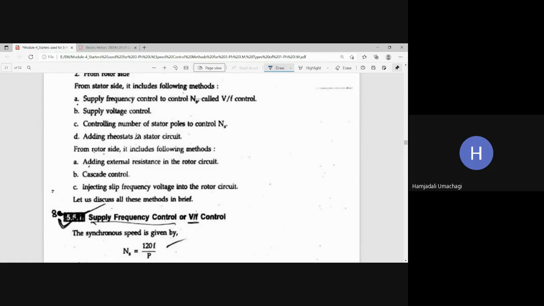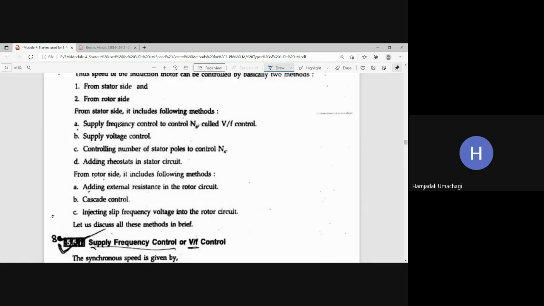If you see all these methods, we can control the speed of the induction motor just by changing the frequency, or by changing the voltage, or by adding rheostats. Adding rheostats means we are changing the voltage. So altogether, by changing the frequency or the voltage, we can control the speed of the induction motor. Out of the two approaches, stator side and rotor side, here I have covered the speed control techniques referred to the stator side.